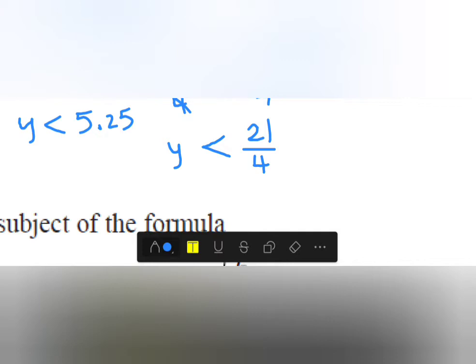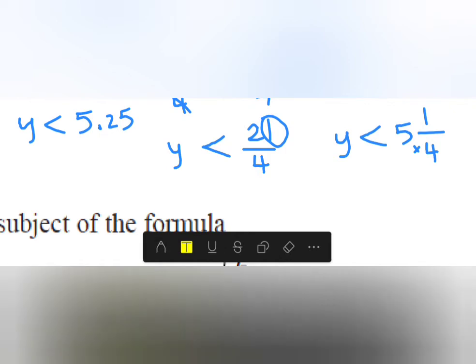Or I can make it as a mixed number. So I'm going to say what? Y is smaller than 5 and what? The denominator is going to be 4. 4 times 5 equals 20. And I still need a 1, so it's going to be 1. And this is how you answer a question like this. So to solve an inequality, you have to take all the variables on one side and all the constants to the other side. Now, let's move on to the next question.